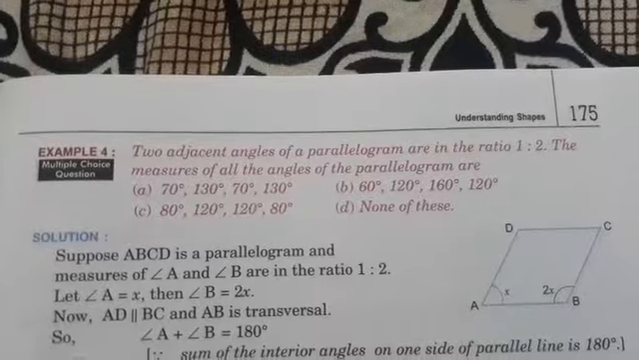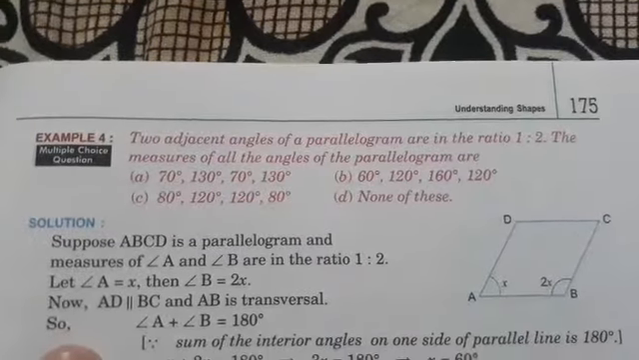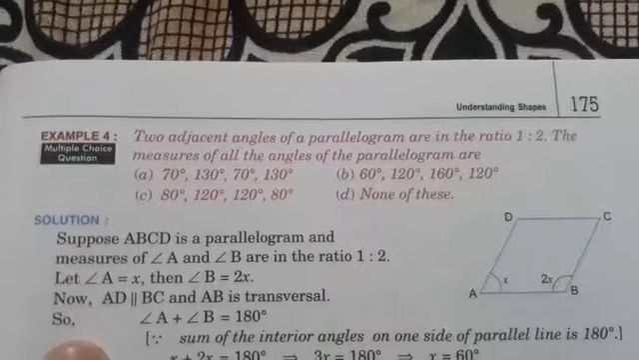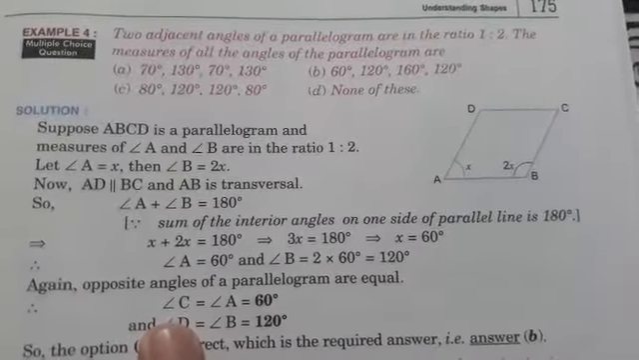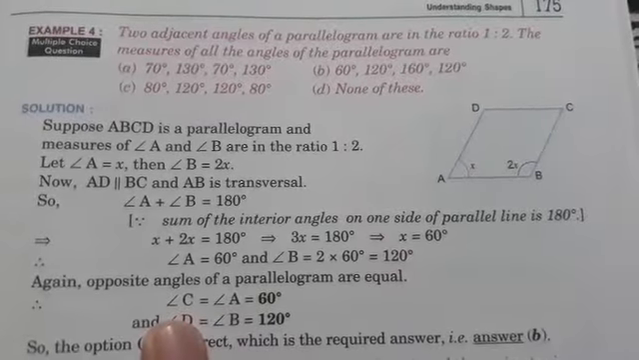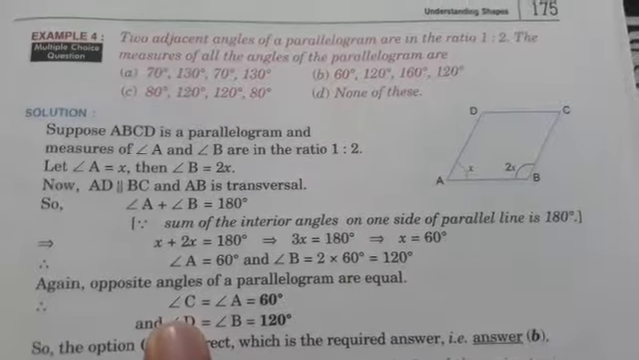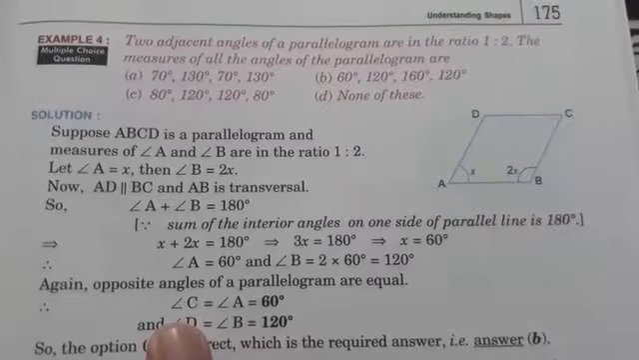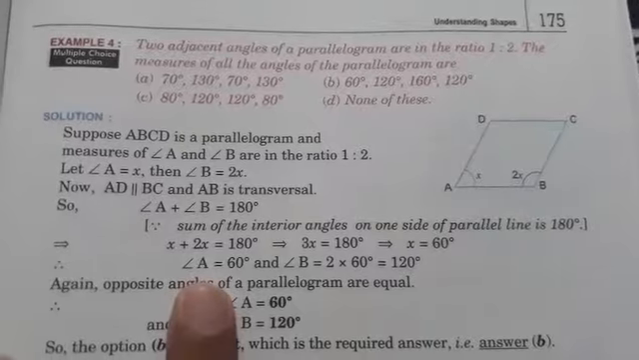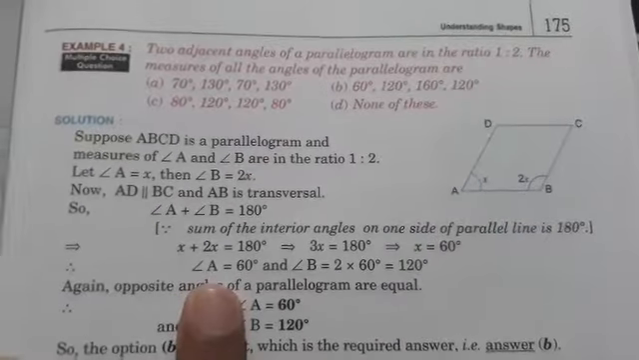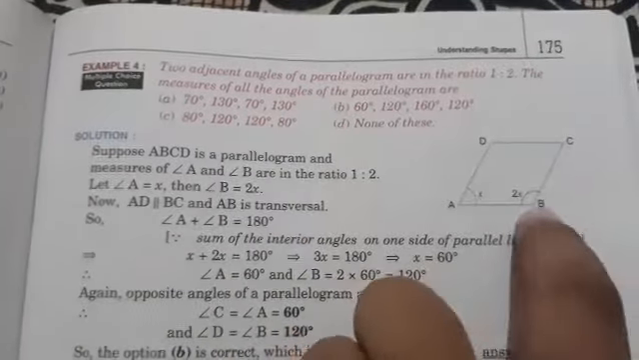Now we will start important questions. Two adjacent angles of a parallelogram are in the ratio 1:2. The measures of the angles of the parallelogram are. Let ABCD be a given parallelogram. Let A and B be the adjacent angles which are in the ratio 1:2. Then we know that if angles are given in a ratio, then to convert into angles we multiply all the ratio numbers by x. Then the first angle is x into 1, x, and the second angle is x into 2, 2x.